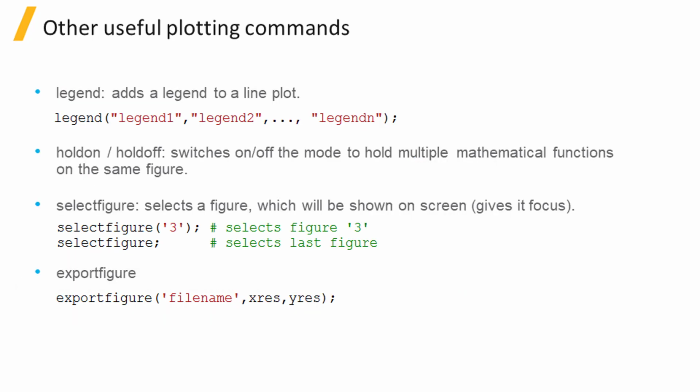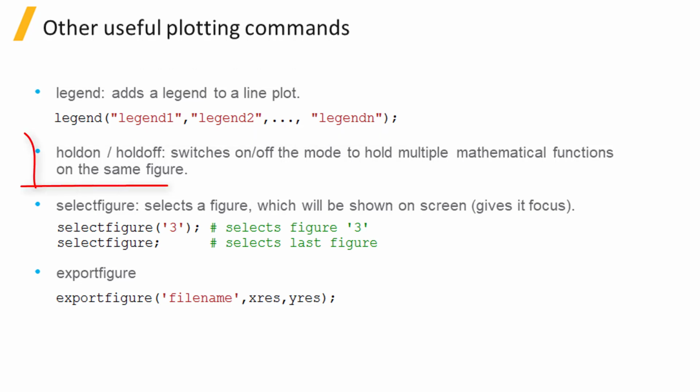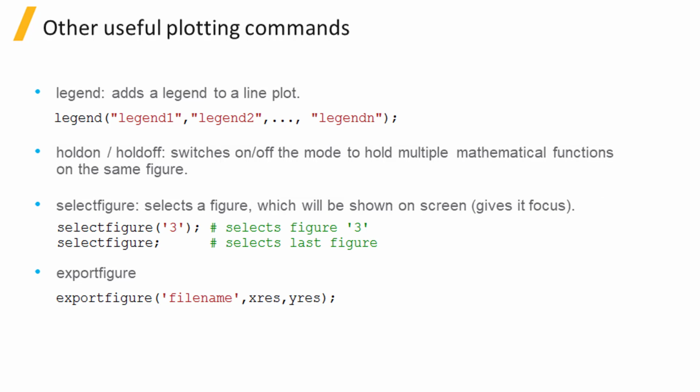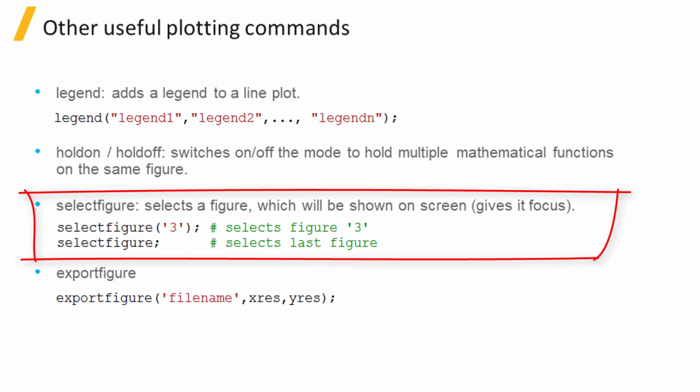Here are some other plotting commands you might find useful. As we have already seen in the previous slides, legend adds a legend to a line plot. Hold on switches the plotting mode to hold multiple functions on the same figure. Hold off switches off the hold on mode. Select figure selects a figure with a specified figure number. When used without any argument, it selects the last figure created.